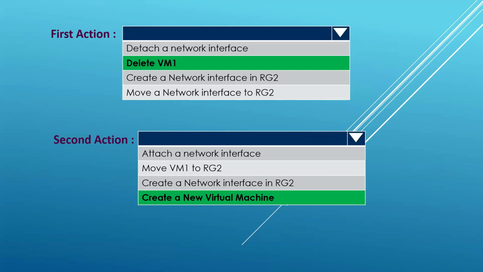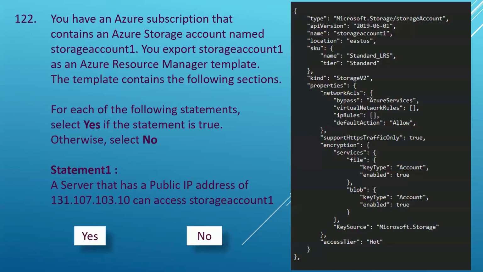But before deleting it, you need to retain disk1, back it up, and then when you have created a new virtual machine, you need to attach disk1 to it so that your application and data, everything is retained. Let's look at the next question.